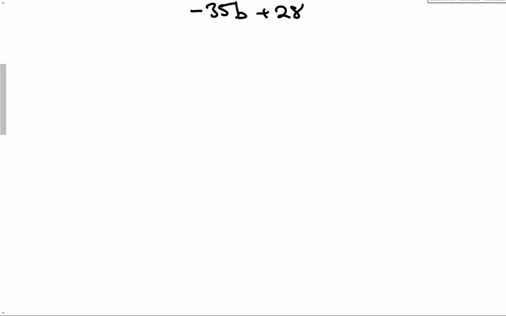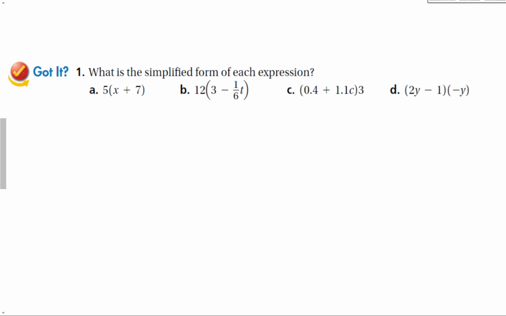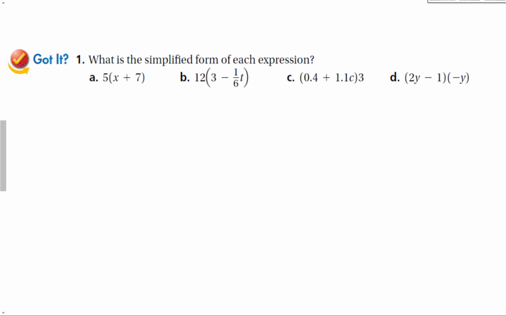Let's try a few got it problems. With these, again, just be careful of the signs. First one's nice and simple. Distribute the 5, so we get 5x plus 35. Here, the second one, we're going to get 12 times 3 to give me 36 minus 12 times 1 over 6, which is the same thing as 12 over 1 times 1 over 6, or 12 divided by 6, which is going to be 2. Make sure you keep the negative sign because of the negative sign right there.